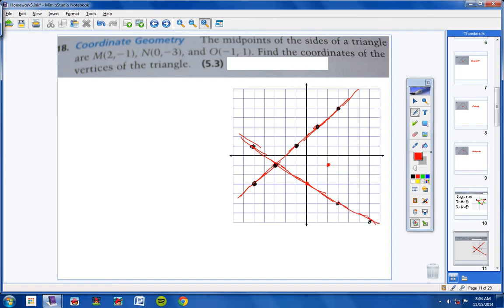Okay, now if I want to find my last side here, I should have kept this point red so I know where my midpoints are. There we go. If I want to find my last line, it will look like this. Something like that. It'll be parallel to this line here.